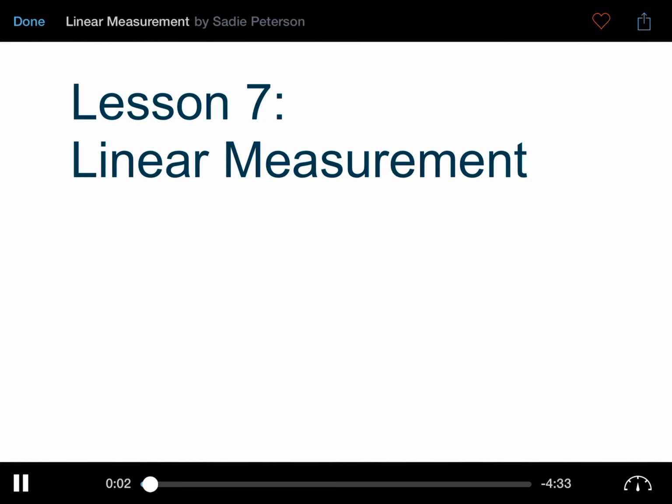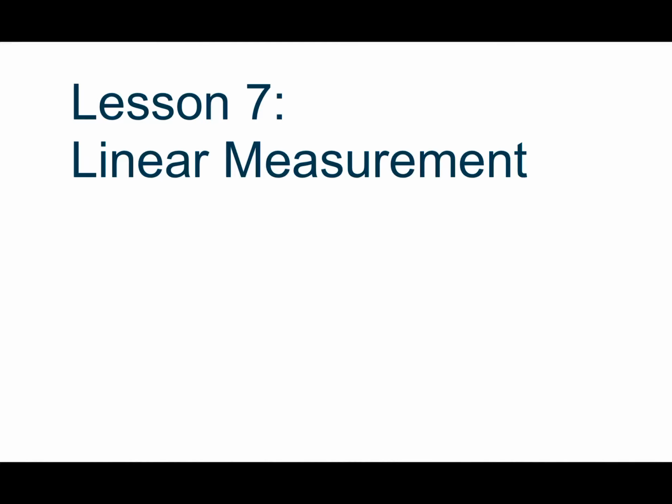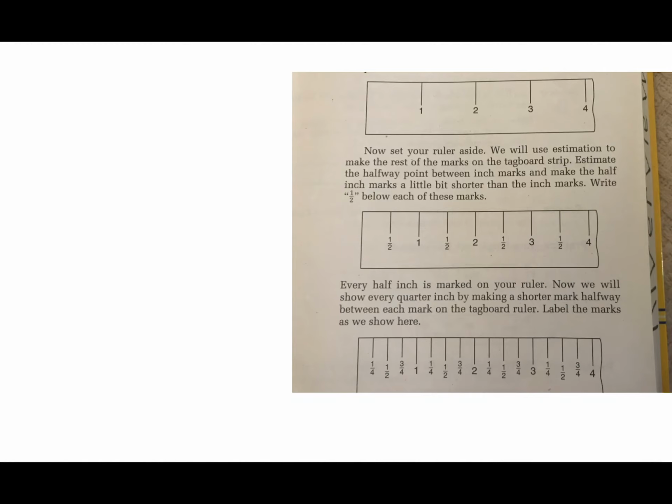This is lesson 7 on linear measurement. So it says that you're going to need an inch ruler, a narrow strip of tagboard. I think you should be fine just reviewing what these different measurements are. So there's two different types of measurements.